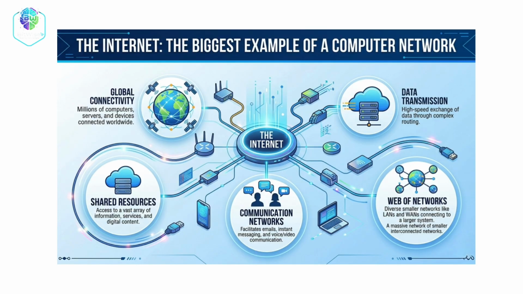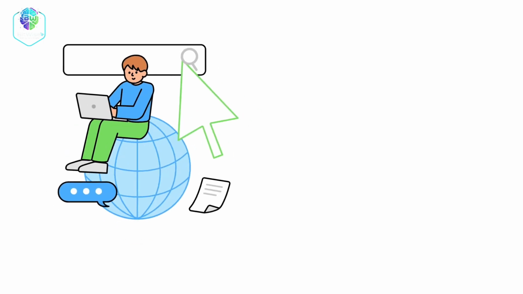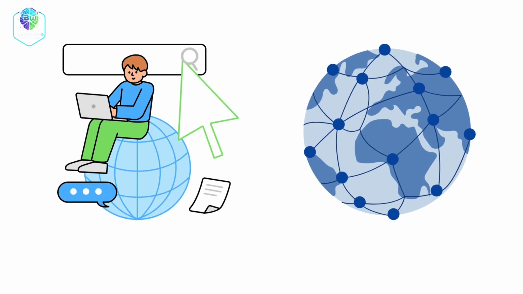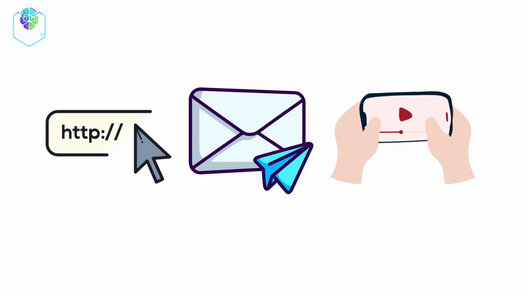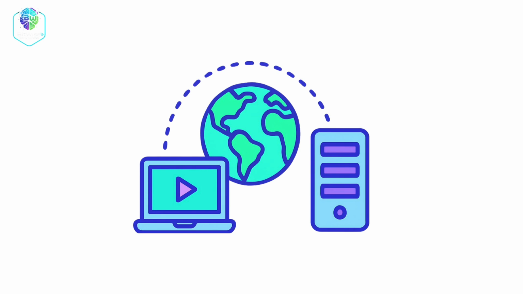And the biggest example of a computer network is the internet itself. The internet is basically a massive global network made up of millions of smaller networks connected together around the world. That means when you open a website, send an email, or watch a video online, your device is communicating with servers located somewhere else in the world through networks.